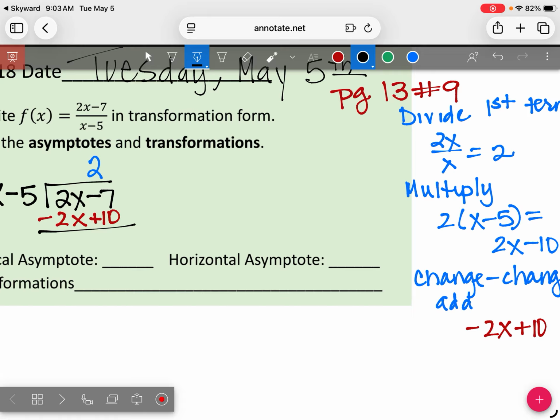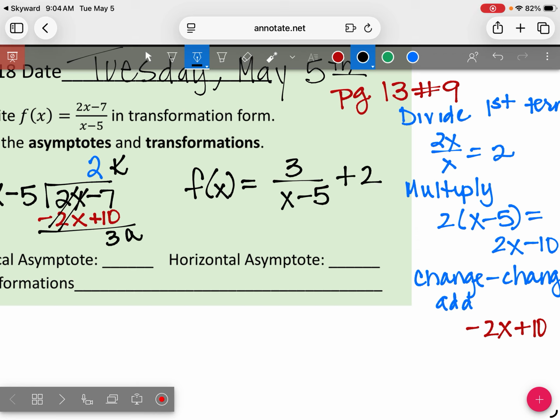So when you add them together, negative 7 plus 10 is 3. So this is your K value and this is your A value. So this will be the equation. You have one of these on the test next week. You will not have to graph it, but you do need to know how to do a rewrite.